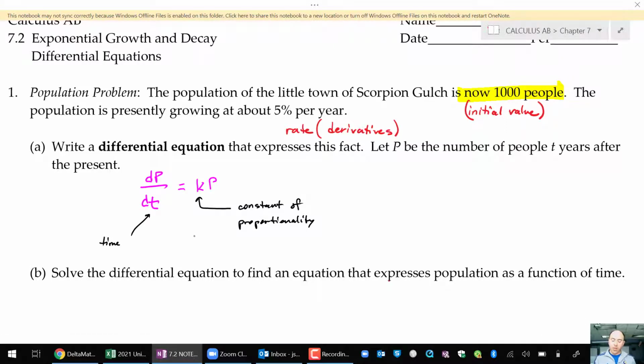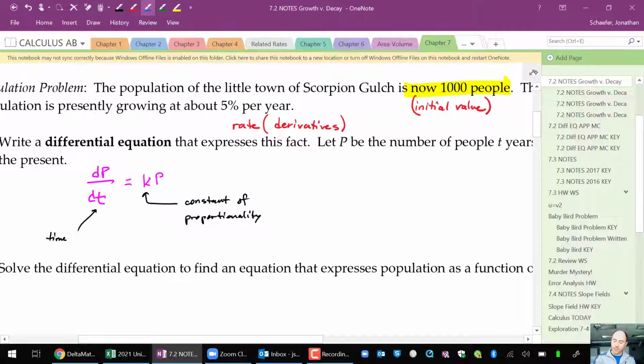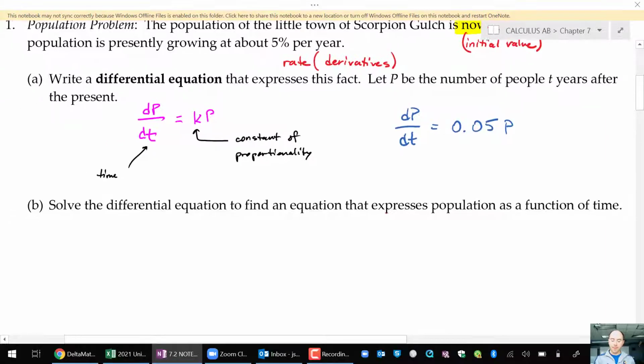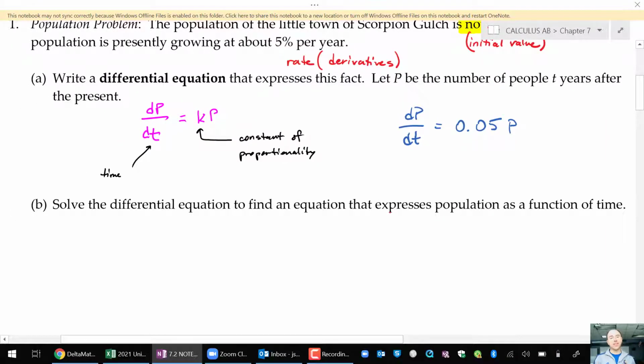Now, we know that the population is growing at the rate of 5% per year, so that would be the constant of proportionality in this problem. So I'm going to write down on this problem here that dP/dt is equal to 0.05 times P. So that would be our differential equation that expresses the fact that the population is growing by 5% per year.